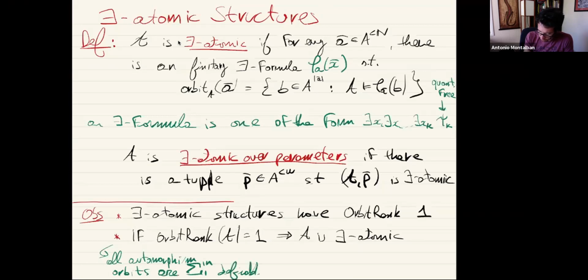Right, so that means that these formulas that we have up here for each tuple a, we know they are sigma 1. But if you have a sigma 1 formula, these formulas phi sub a of x are of the form infinitary disjunction, for i in the natural numbers, of an existential formula.